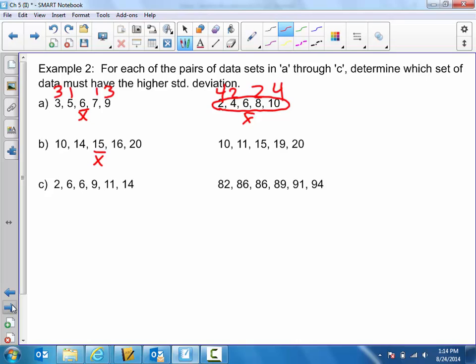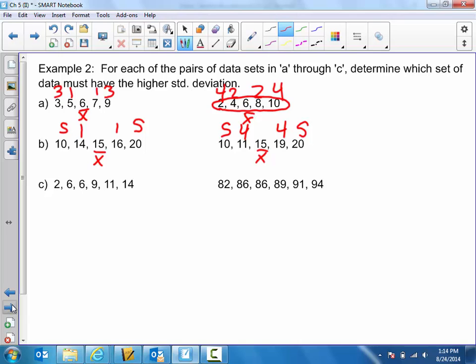All right, B here, we've got 10, 14, 15, 16, 20. Okay, so the mean of the first data set is 15 as well. You could calculate that by hand if you want to, or maybe you can see that. X bar is 15 for the second as well. So let's do the same thing again. How far are the data values from that point? Well, you've got 5, 1, 1, and 5. You've got 5, 4, 4, and 5.